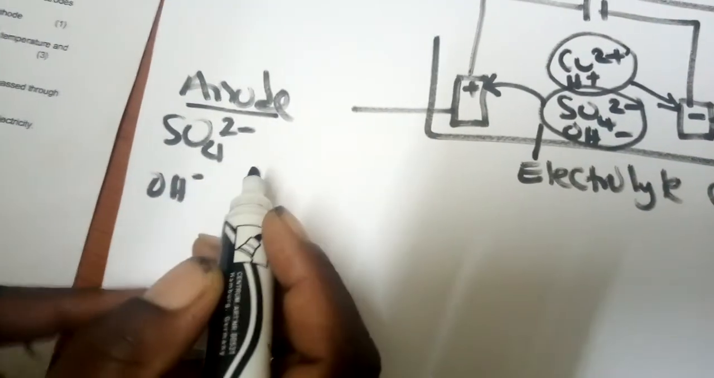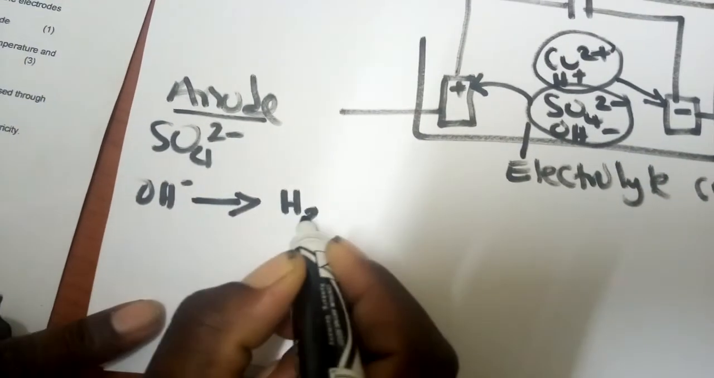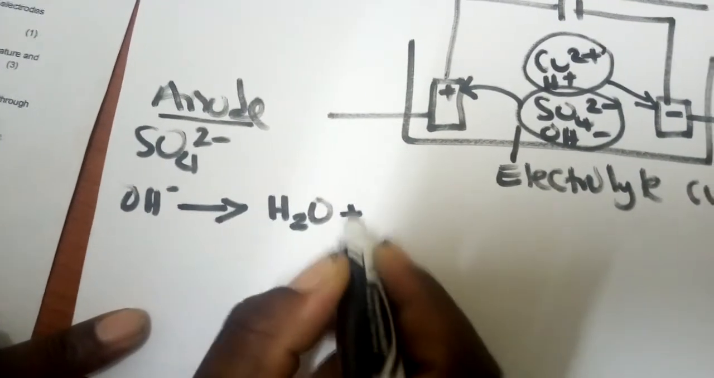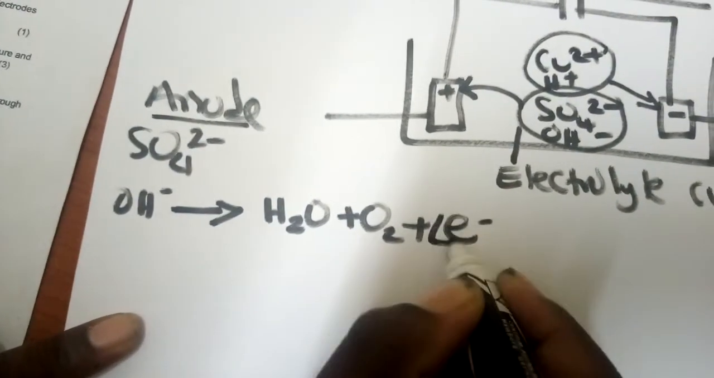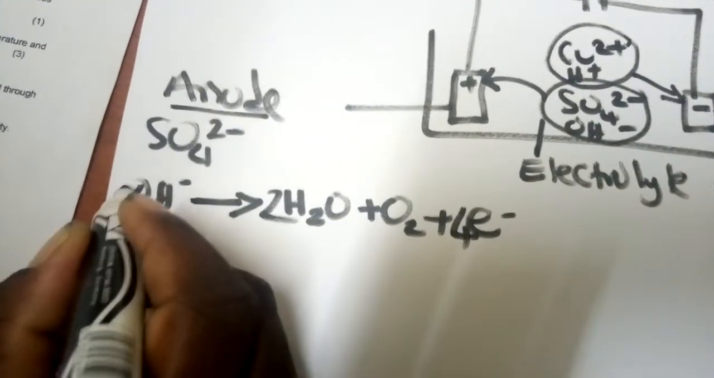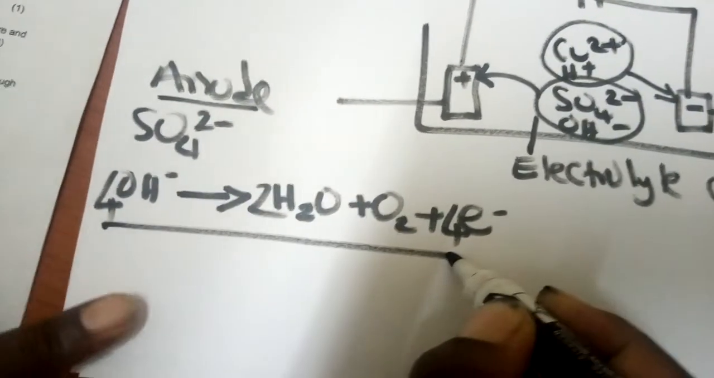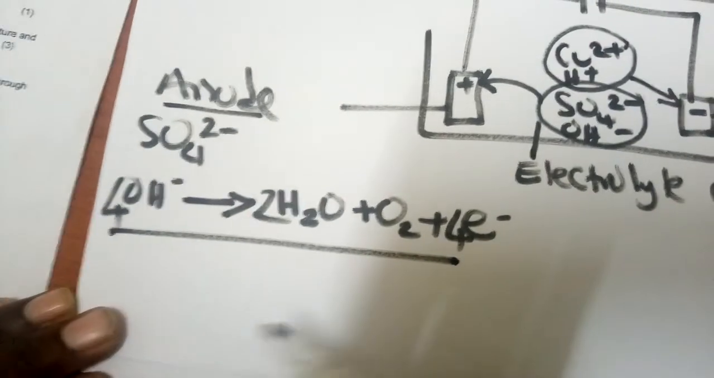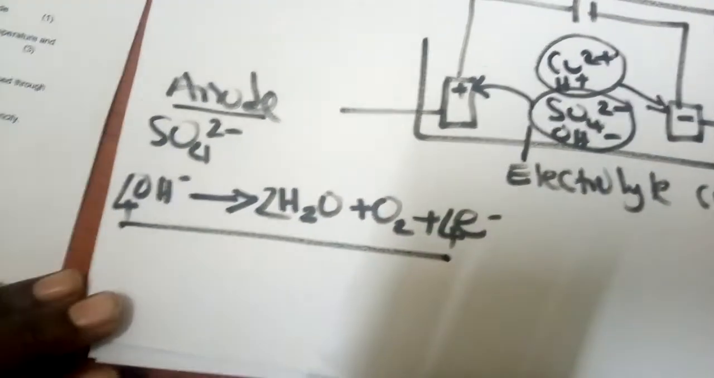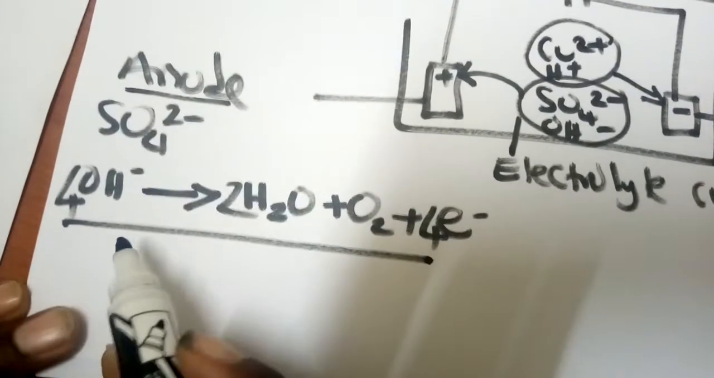In this case, the hydroxide is preferentially discharged and forms water plus oxygen plus electrons. When we balance it, it forms 4 electrons. So this is the equation which will take place at the anode. There is an equation on question A2. It says write down the equations for the reactions occurring at each electrode. So at the anode, this is the equation.